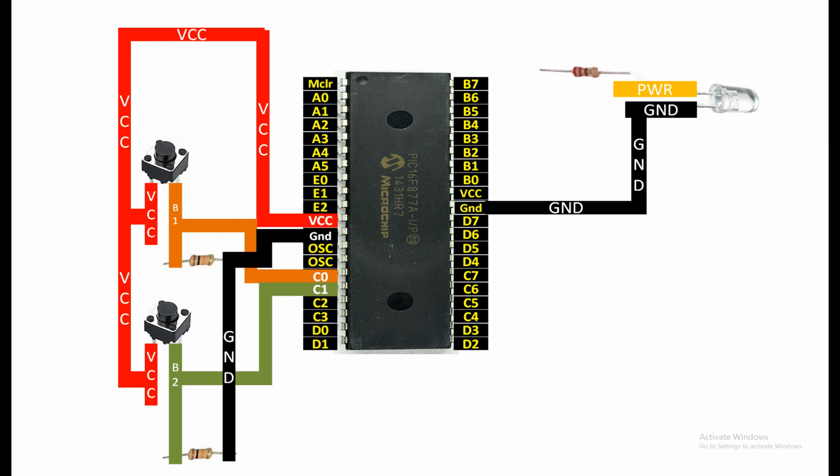Now for the power pin, you connect it to one end of the 220 ohm resistor like this. Now from the other end of the 220 ohm resistor, you can connect it to any available digital input output pin of the PIC. I'm going to use pin number B5 like this. In this way, our hardware is connected.